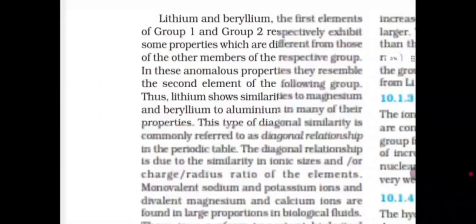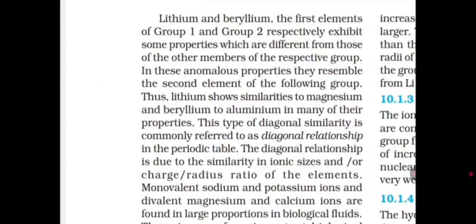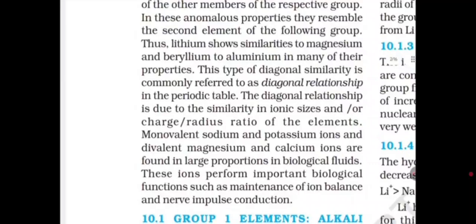Next, lithium and beryllium, the first elements of group 1 and group 2 respectively, exhibit some properties which are different from those of the other members of the respective group. In these anomalous properties, they resemble the second element of the following group. Thus, lithium shows similarities to magnesium and beryllium to aluminium in many of their properties. This type of diagonal similarity is commonly referred to as diagonal relationship in the periodic table.